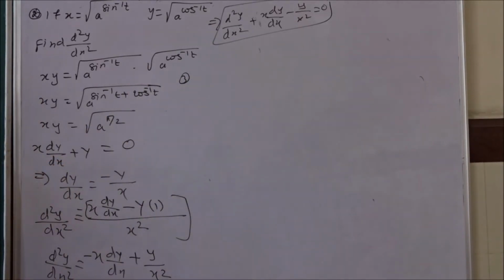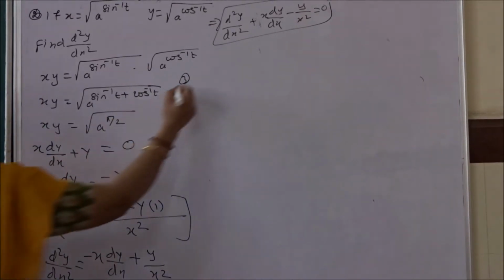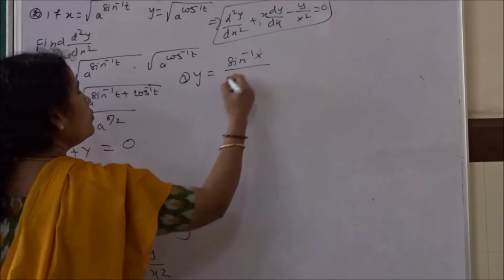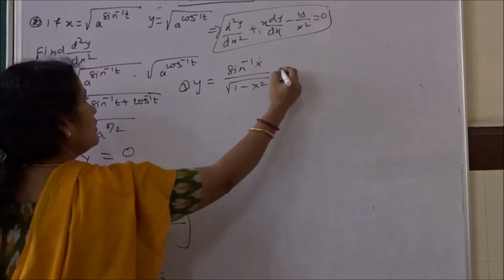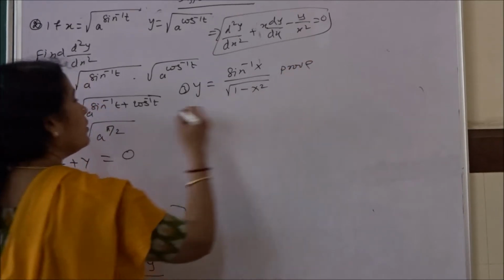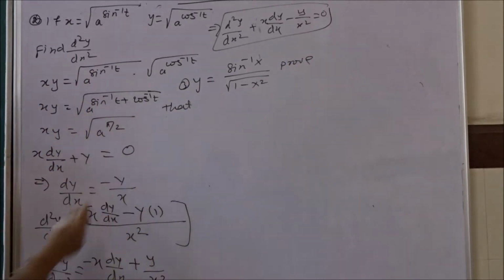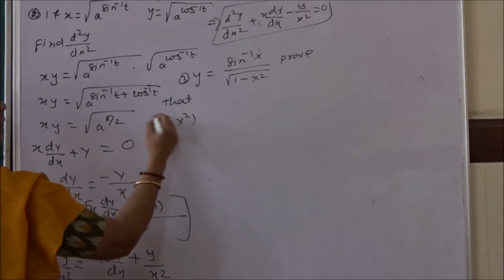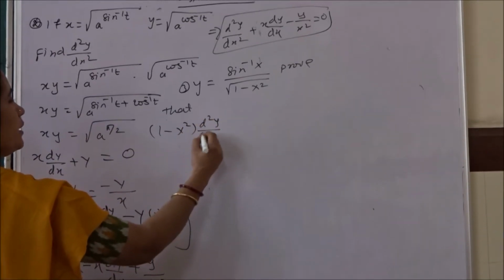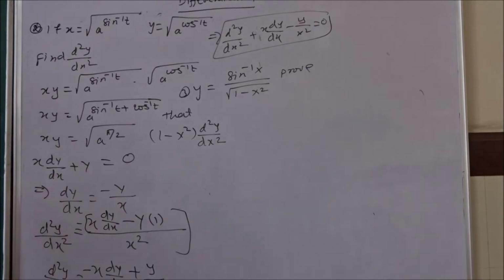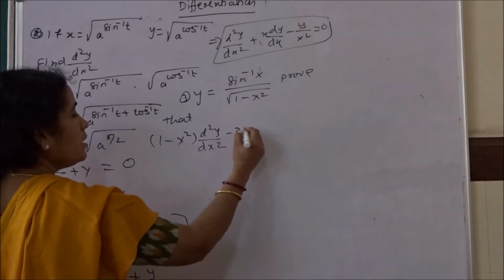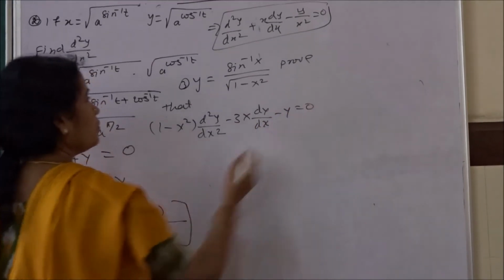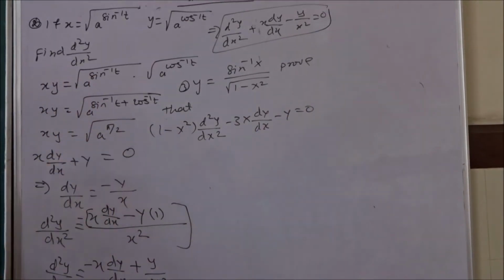This is for the second derivative only. Suppose y equal to sine inverse x upon under root of 1 minus x square, then prove that the result is 1 minus x square into d square y by dx square, minus 3x into dy by dx, minus y equal to 0. Now let us see, the question is given this.